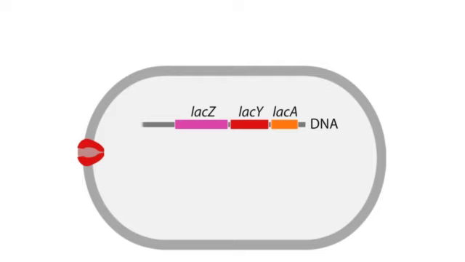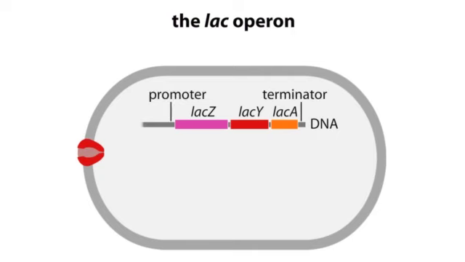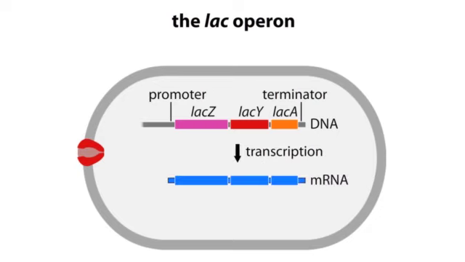These 3 genes form an operon. They're placed next to one another in the E. coli chromosome, with a single promoter just before LAC-Z and a single terminator signal after LAC-A. This means that the 3 genes are transcribed into a single mRNA.